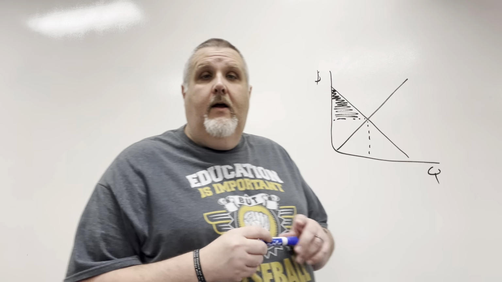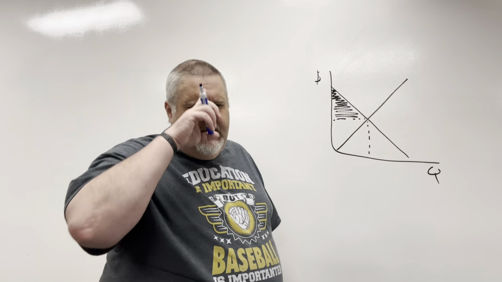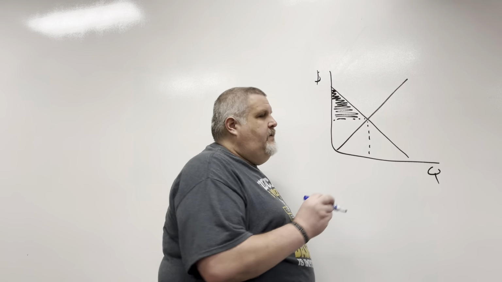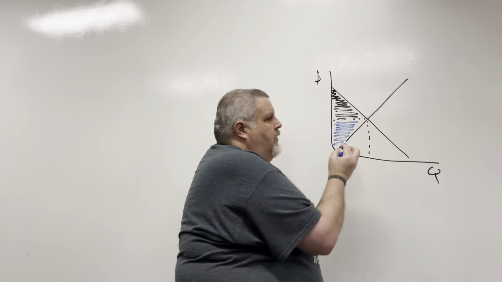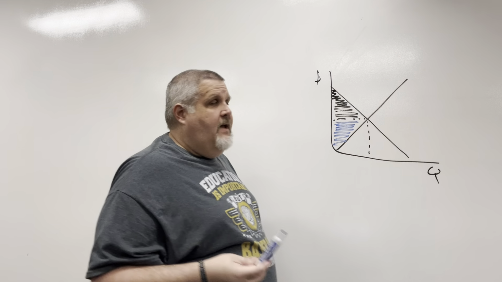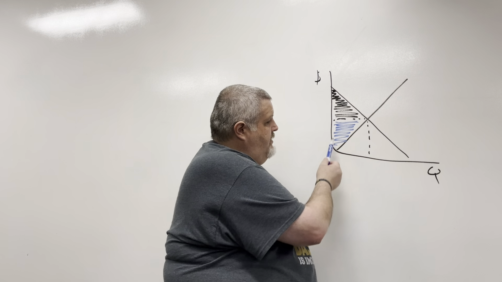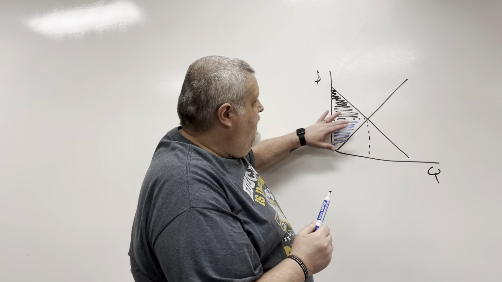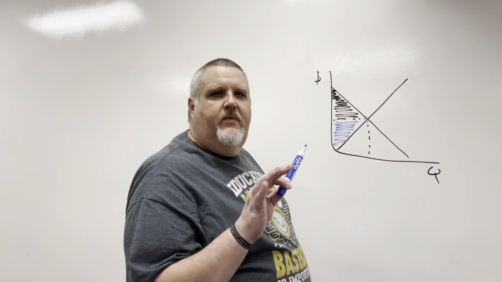Our producer surplus, then, we're going to find the opposite way. It's right down here. We're going to find it in a similar manner. We're going to start at our equilibrium, come over to our price, down to our supply curve, and back up to our equilibrium. This is the surplus.